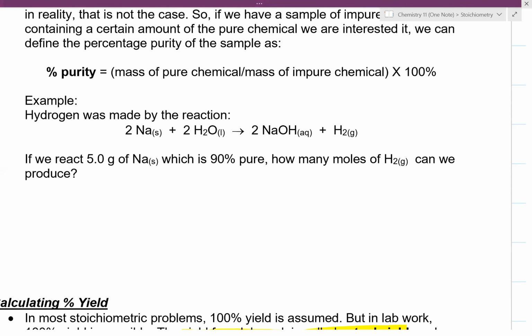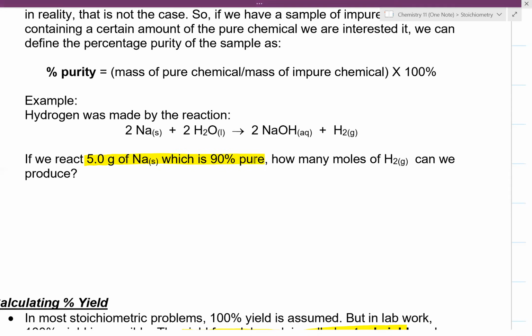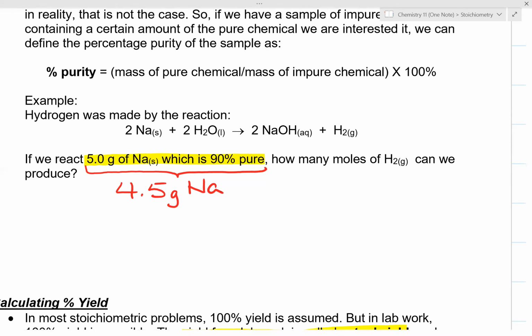Now, the key thing you might want to focus on is this. It says 5 grams of sodium, which is 90% pure. So what that means is, instead of 5 grams, we can only really consider 4.5 grams of sodium for our calculations. The reason is that 90% of 5 is 4.5.